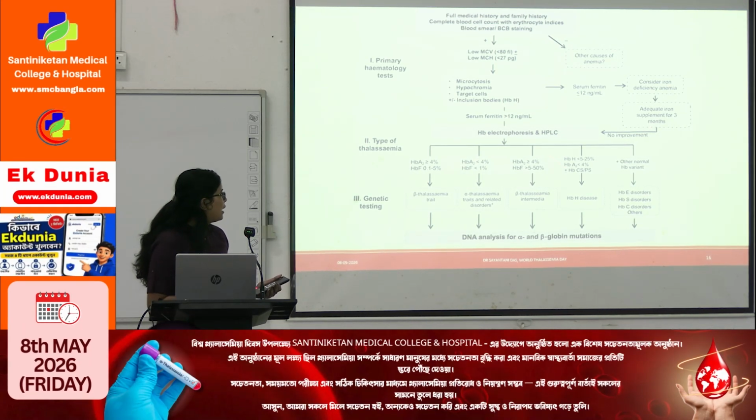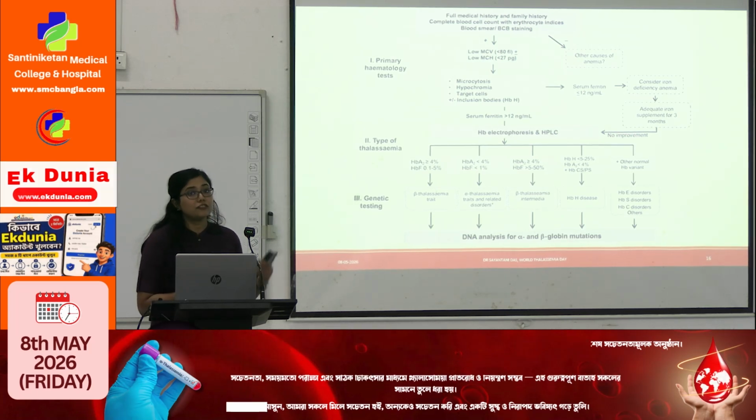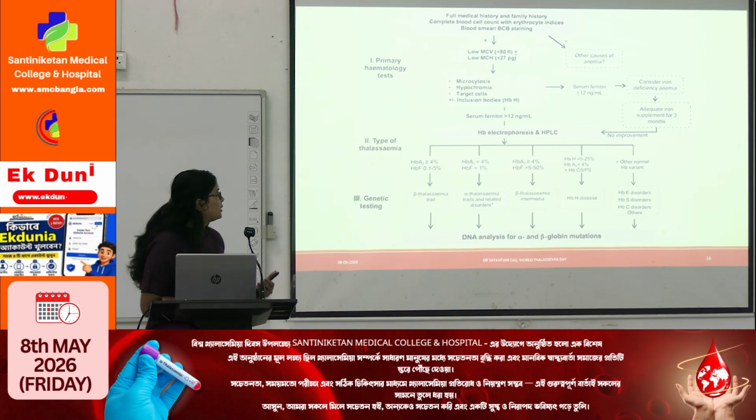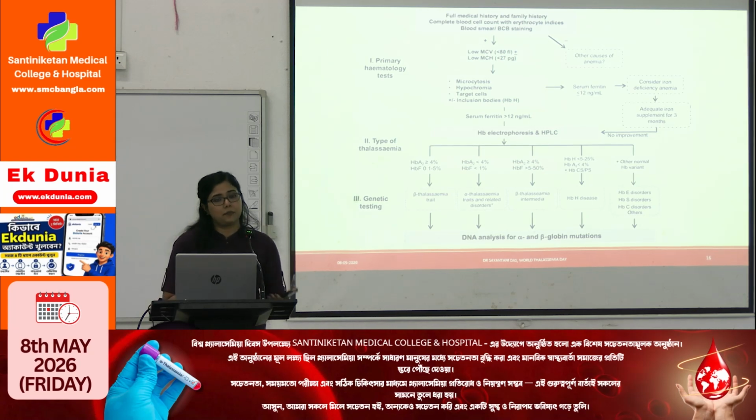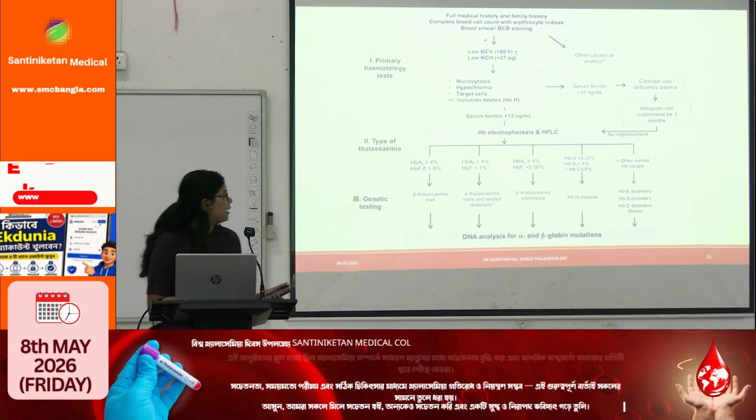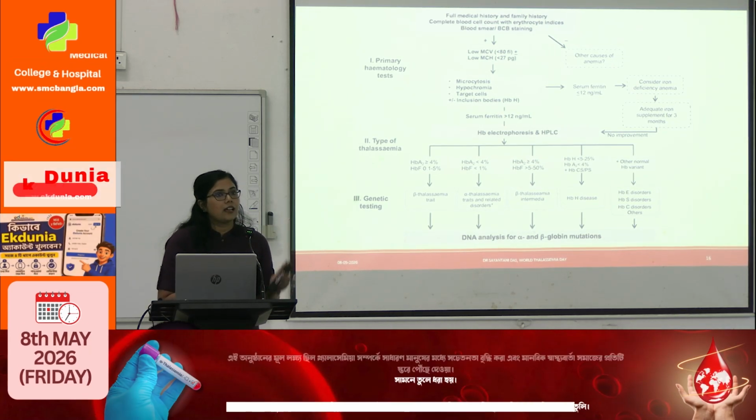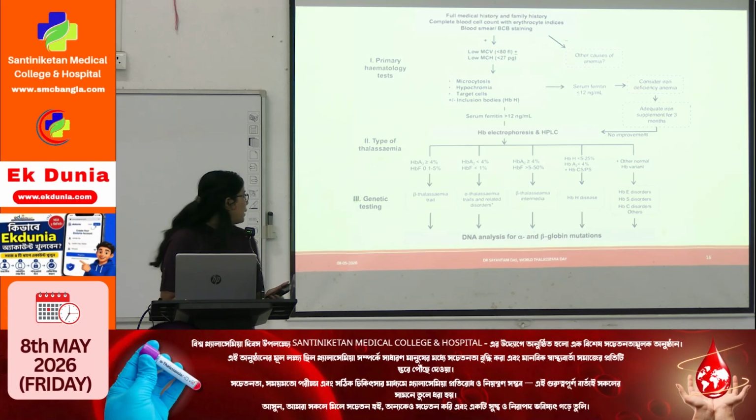And along with this, using HPLC, we can detect some other variant hemoglobins and other types of thalassemia, like the HbE disorders, the HbH disorders and the HbC disorders. There can be some compound heterozygous variants as well, like HbE beta, like HbS beta thalassemia. So all of those can be detected using techniques like high performance liquid chromatography.